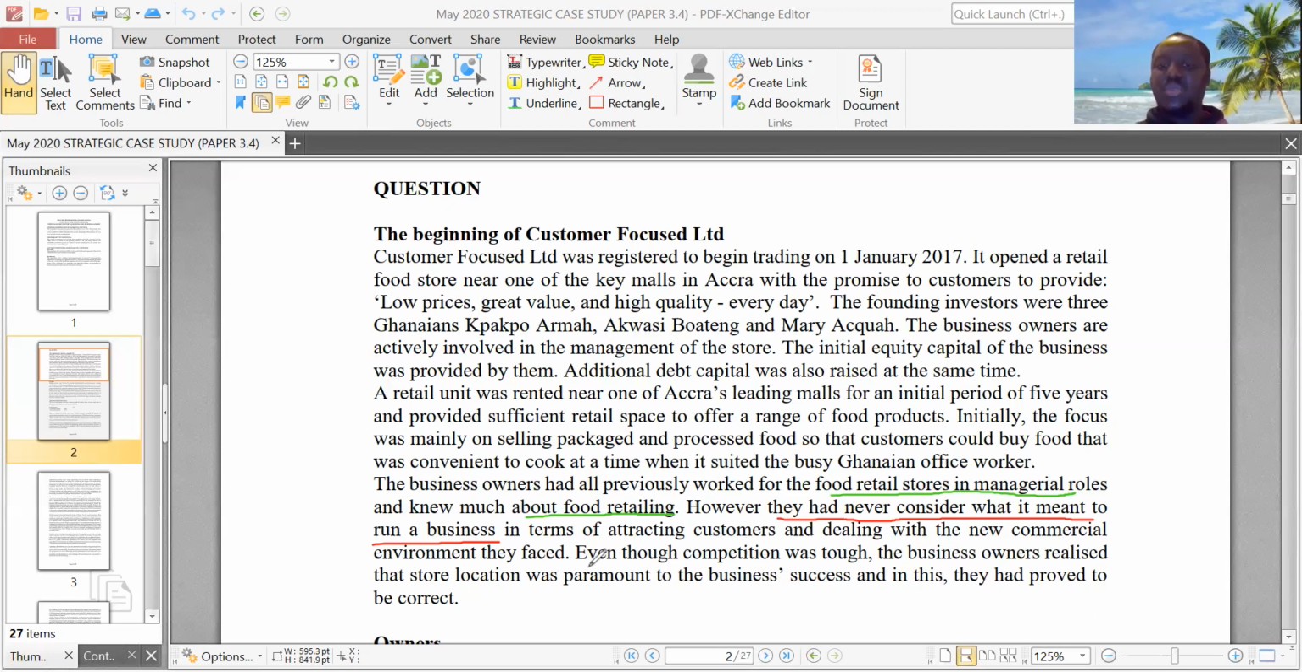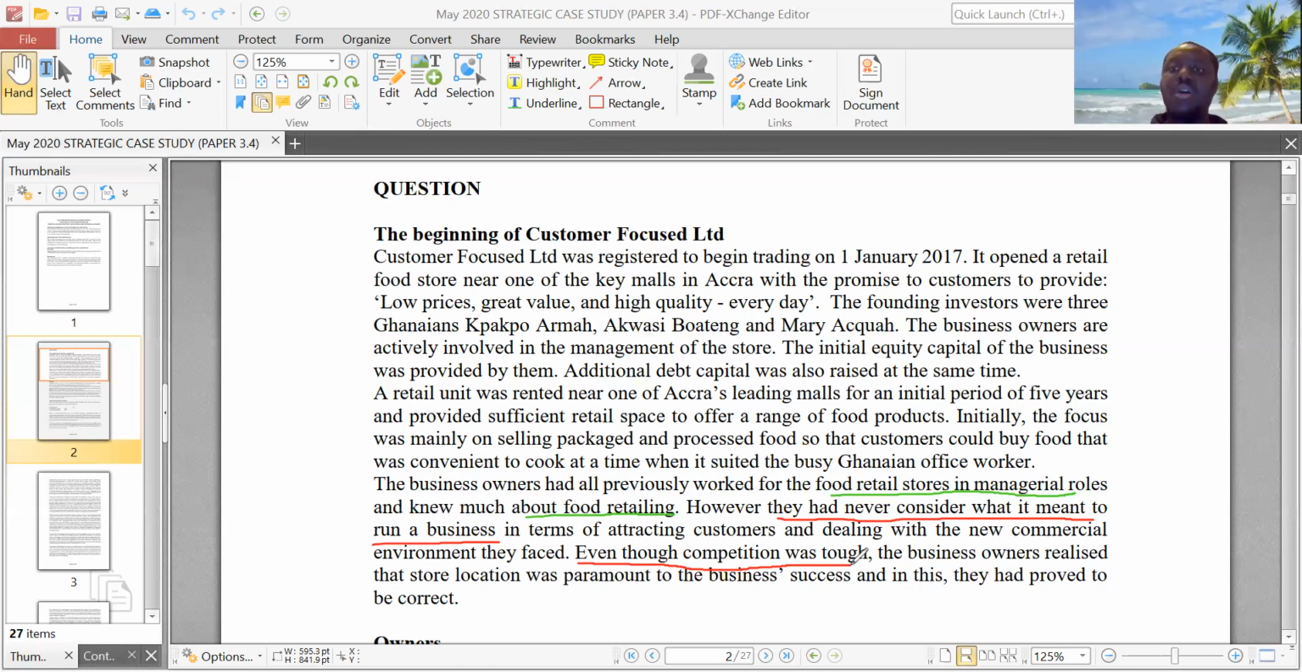Even though competition was tough, the business owners realized that store location was paramount to the business success. And in this, they had proved to be correct. Like we mentioned earlier, they are close to one of the key malls in Accra. So competition would be an issue. Competition is a threat, because it exists in the external environment. And so it's a threat.